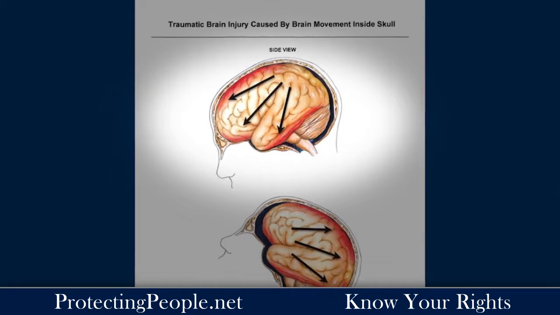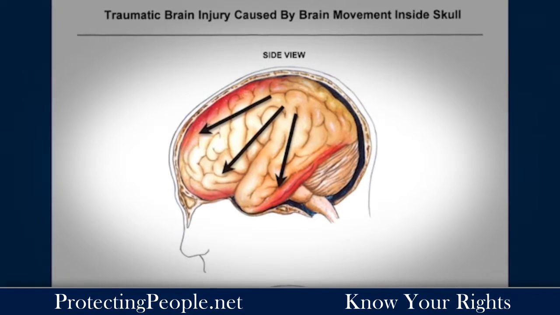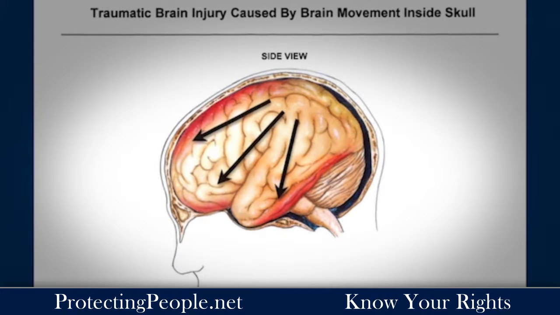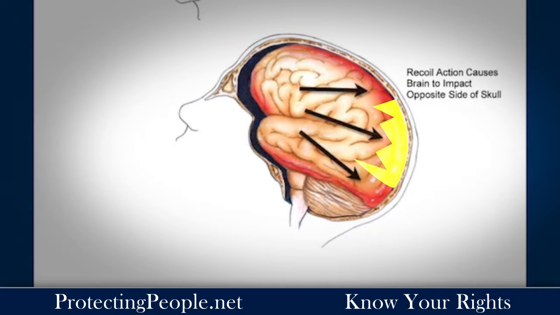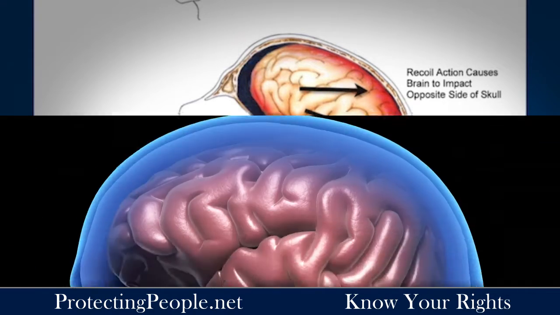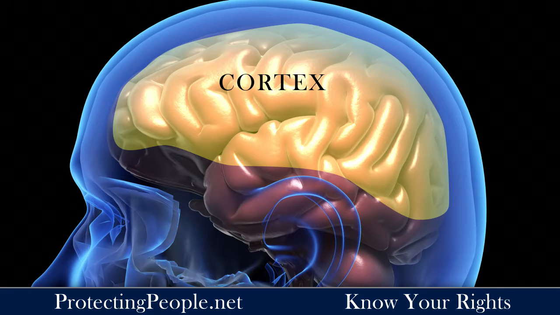Well, when there is trauma or when there is force applied to the head, as you see at the top, the sudden force causes the front of the brain to impact inside of the skull. And so there's a striking of the brain on the skull. As the head whips back, as you see on the bottom illustration, the recoil action causes the brain to impact the opposite side of the skull. And the impact from those forces causes damage to the cortex of the brain.